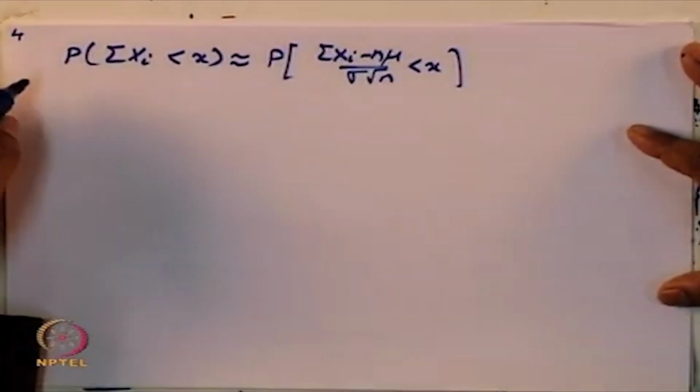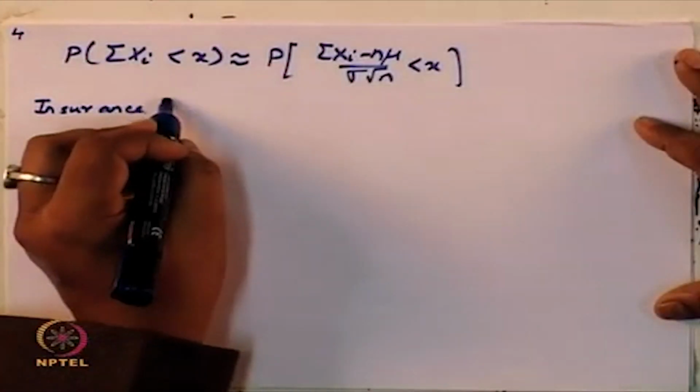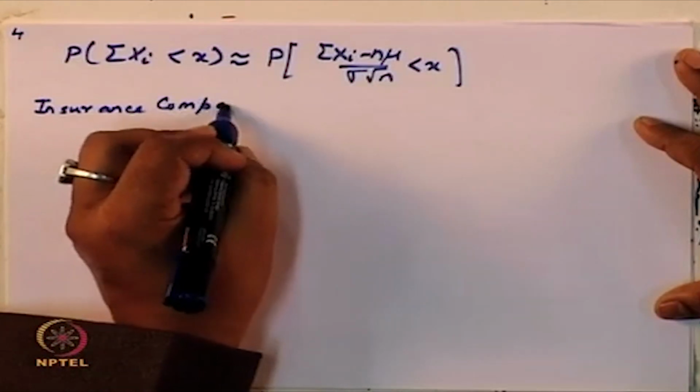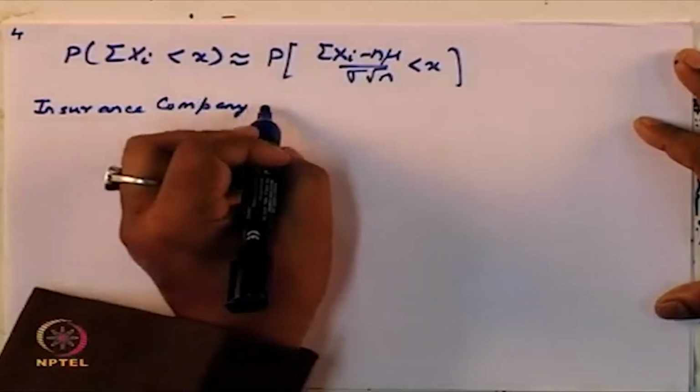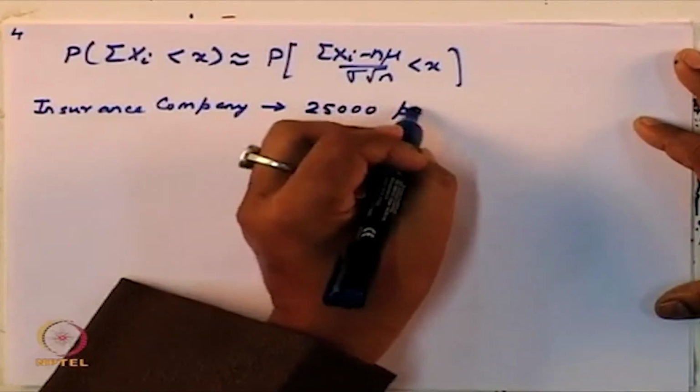So, let us first try out a few examples of how this theory can be used. Imagine you have an insurance company which has 25,000 policy holders.